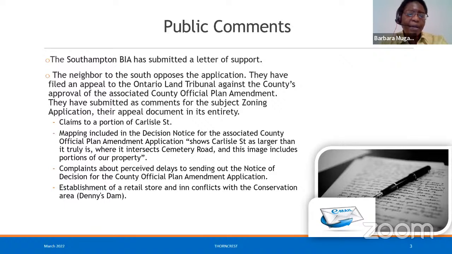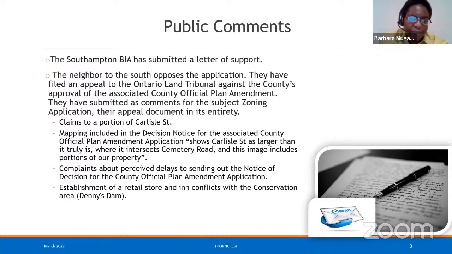There was also the comment that there were complaints about perceived delays to sending out the notice of decision for the county official plan amendment application. The Planning Act allows 15 days to send a notice to members of the public after a decision has been made on an official plan or zoning bylaw amendment. So we met that time frame. Unfortunately, in sending out the notice, the planning technician did miss the hunters, so they were not circulated originally. But when I realized this, we were able to resolve that. We quickly sent out the notice by email to the hunters. So they received it 2 days after everyone else had received the notice. So it's certainly not intentional on the part of the planning technician. It was an honest mistake.